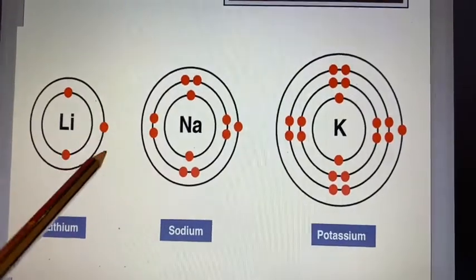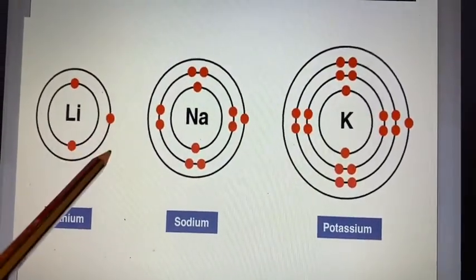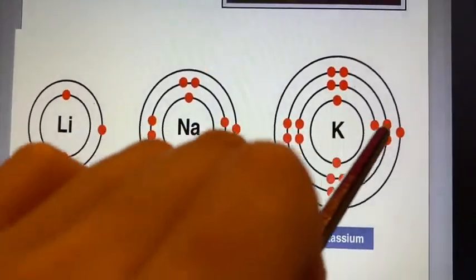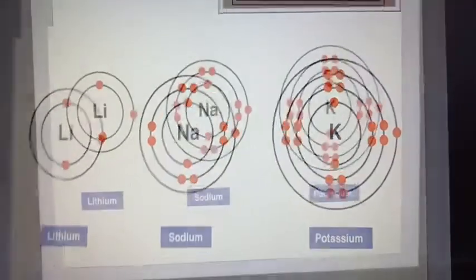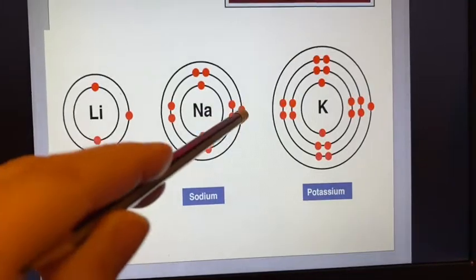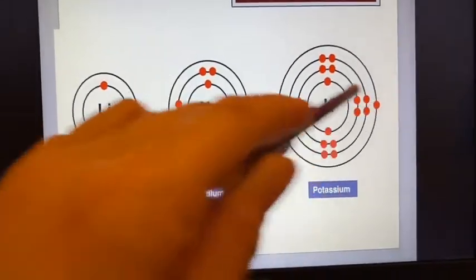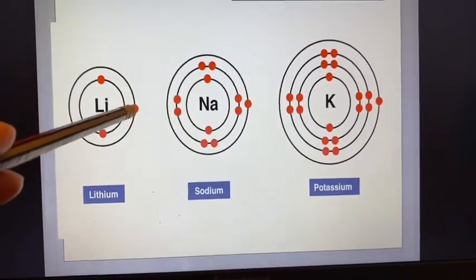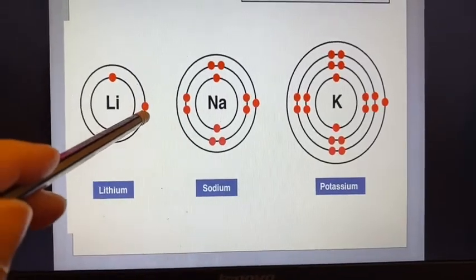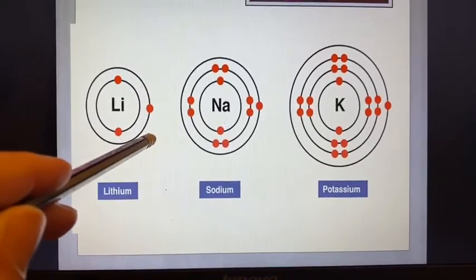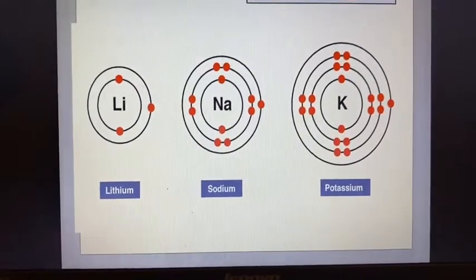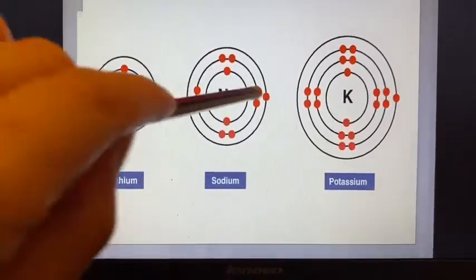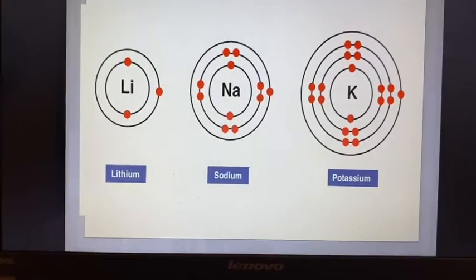So in the same group, all the elements have the same number of electrons in the outer shell. Because they have only 1 electron in the outer shell, they are in group number 1. So the group number equals the number of electrons in the outer shell. Okay, so all these have 1 electron, so they are in group number 1.